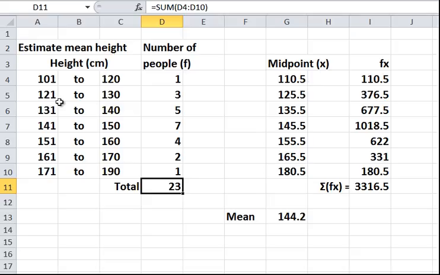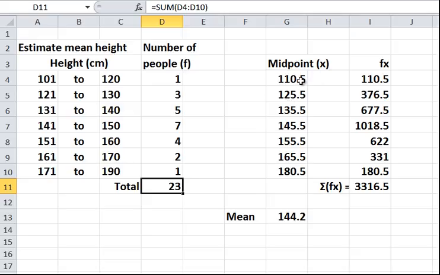110.5. 121 plus 130, which is 251. Divide that by 2, taking the average. 251 divided by 2 is 125.5. There.